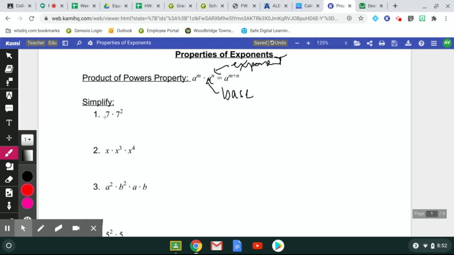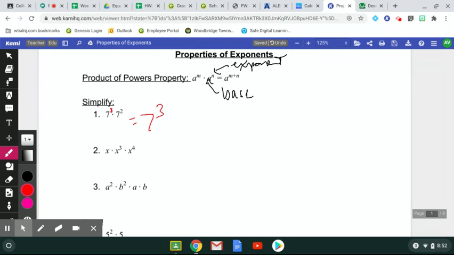Okay, so we have 7 times 7 squared. So the first thing I want to remind you of is when there is no exponent written like there is here, what number is assumed to be there? 1. So I'm going to put a 1 over here. Oh, that does not look like a 1. Okay, let's try that again. Okay, so now I have 1 plus 2, which is 3. So this becomes 7 to the third power.